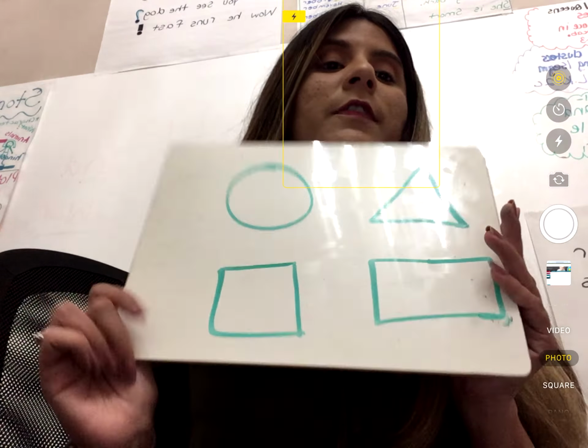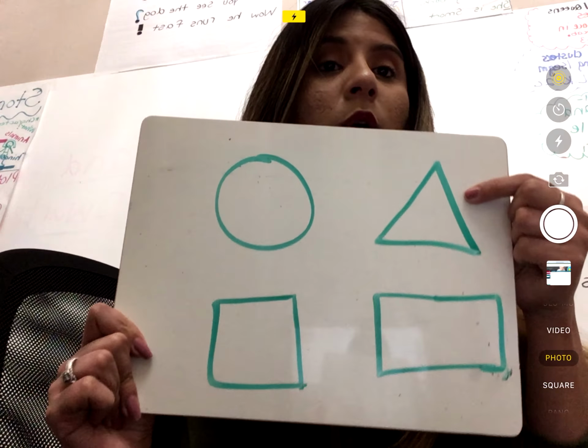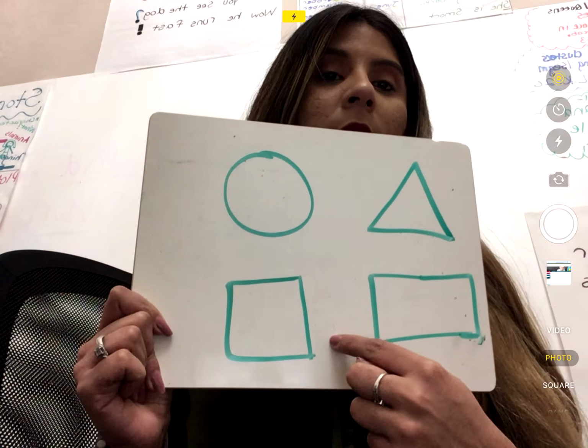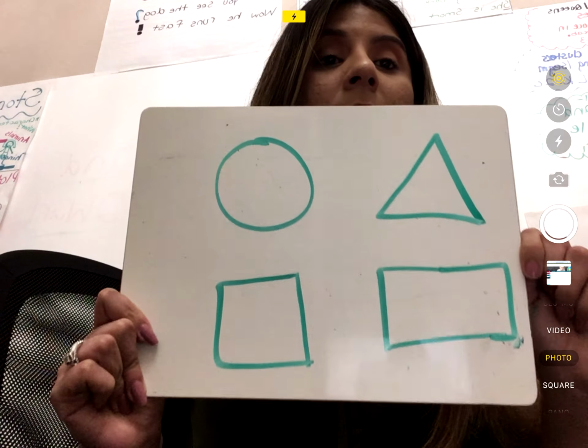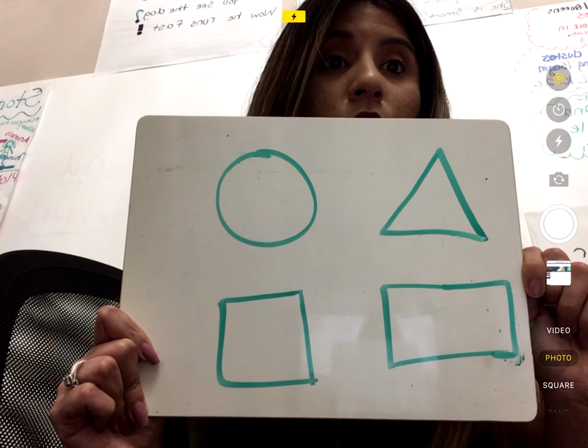Flat shapes are shapes like this. And I put it on my whiteboard. These are flat shapes and you already know these. Triangle, rectangle, square, circle. These are flat shapes, okay? These are two-dimensional shapes, okay?